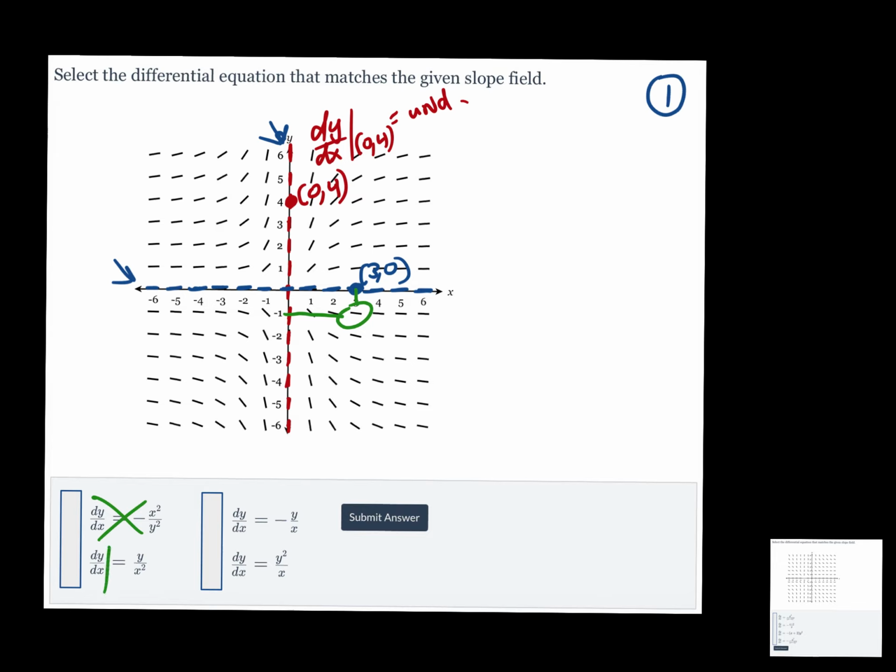So we'll evaluate these at (3, -1). This one gives us negative 1 over 9. This one gives us negative 1 over 3. And this one gives us 1 over 3. So we said it's negative, right?